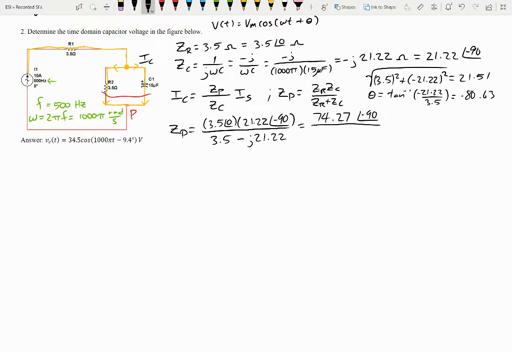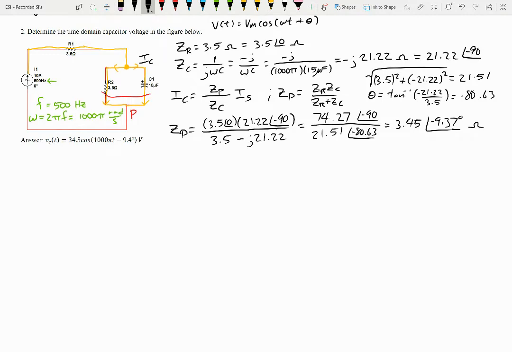That's just the conversion I'm doing in the bottom, because now what we're about to do is a division, so it would be helpful to have the phasor available to us. So 21.51 at -80.63. When we divide that out, you get 3.45 at an angle of -9.37 degrees, and that'll be in ohms.